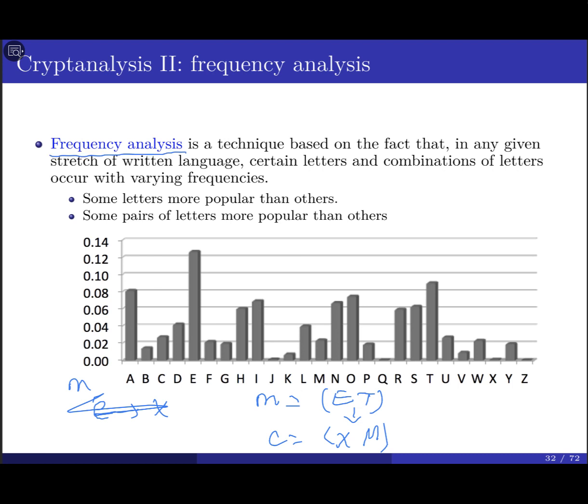That means I need to count how many X I have in the ciphertext, how many M, and so on for all the letters. So you have the frequency of each letter. You end up with something like this: for X, this is the highest one. Then you're going to find M is the next highest, similar to T.